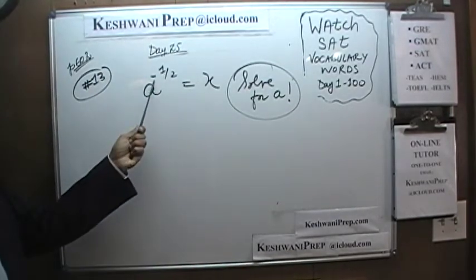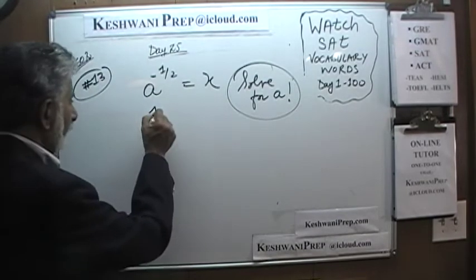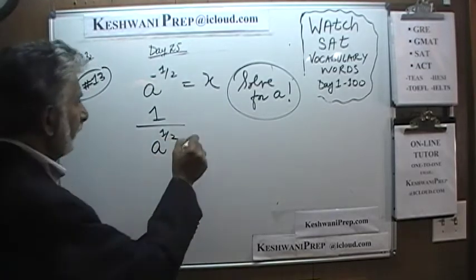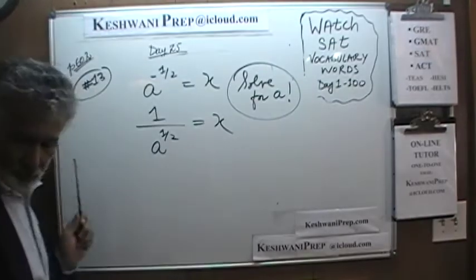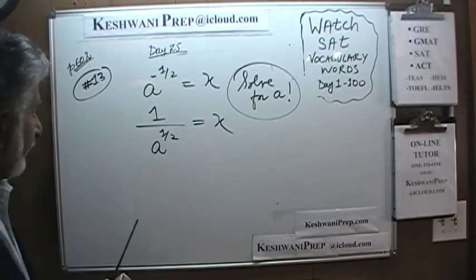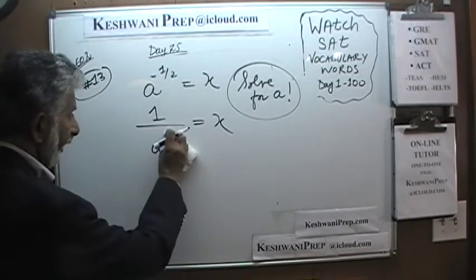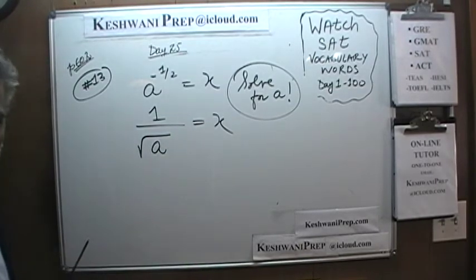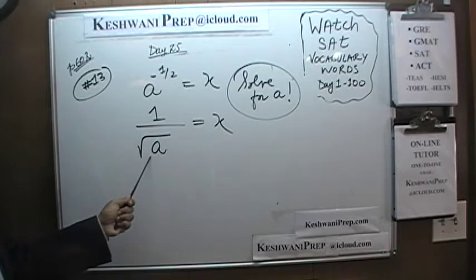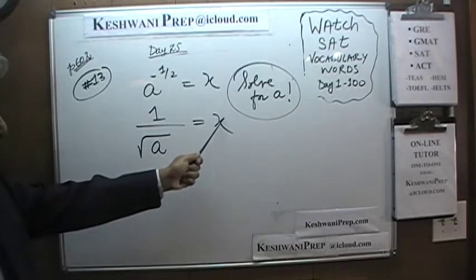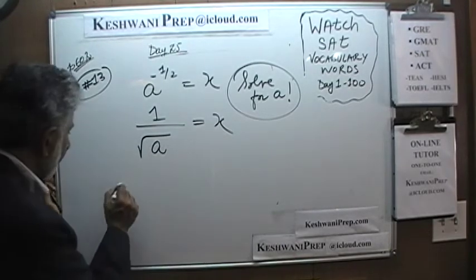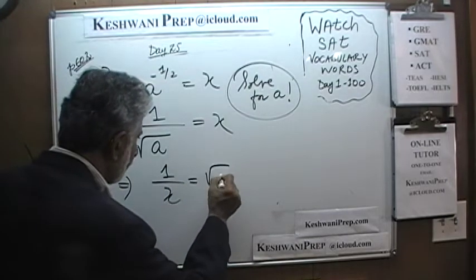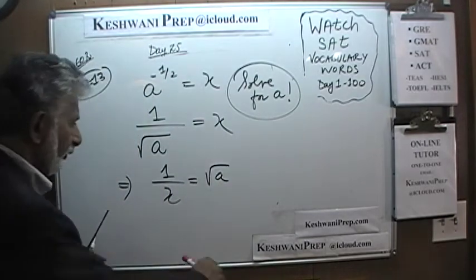So, it has a negative exponent. Let's write this as 1 over a raised to 1/2, which becomes a positive exponent, and that is equal to x. Instead of writing the exponent as 1/2, let's put this as root of a. And we want to solve for a. Let's bring the a to this side and bring the x to the bottom. And if we do that, what we find is that 1 over x will equal root of a. There we go, we are almost there.